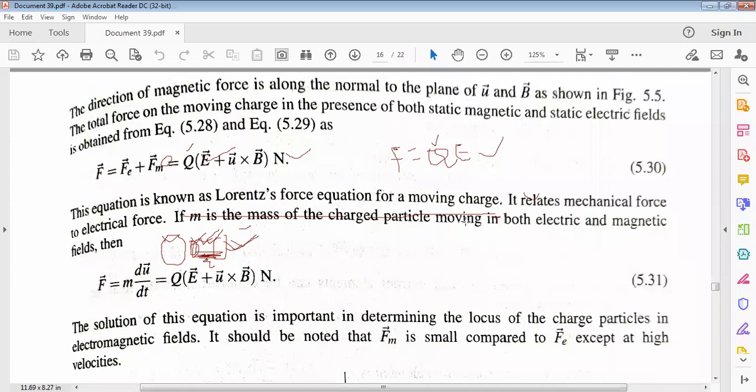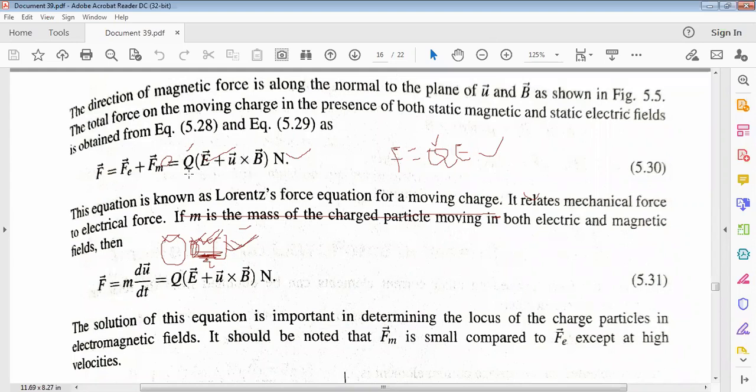Now the total force on the moving charge in the presence of both static electric and static magnetic fields is simply the combination of the above two forces, electric and magnetic. The total force F equals Fe plus Fm, equals Q into E plus u cross B, right? The above expression is QE plus Q u cross B, right?